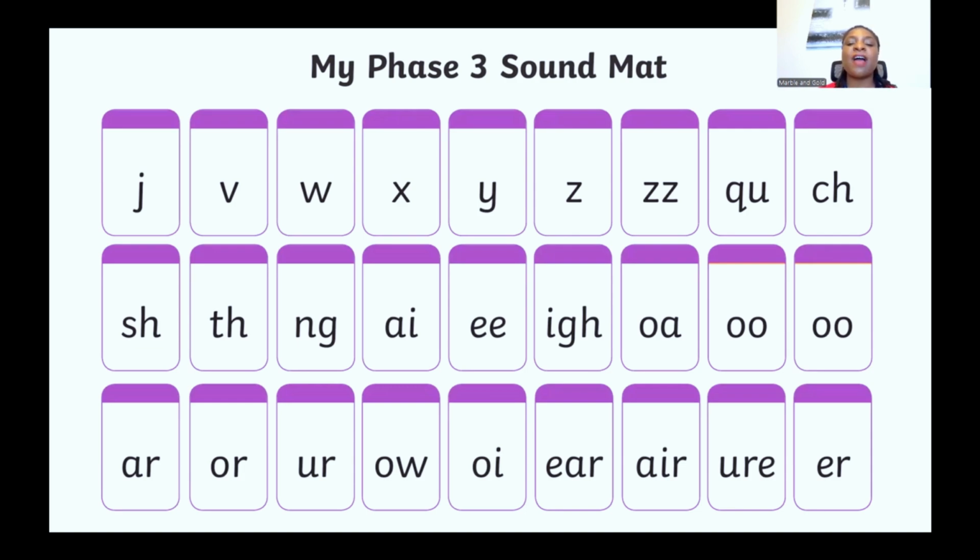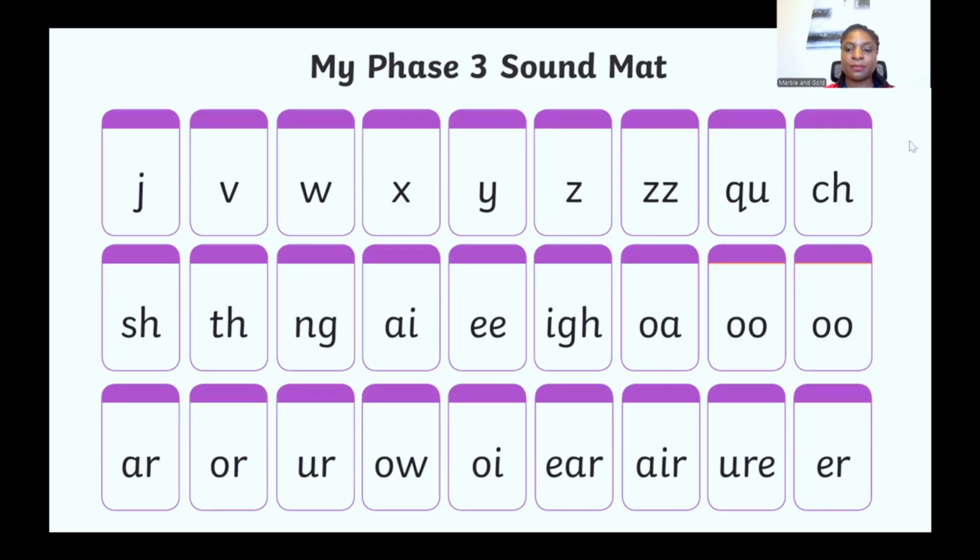Then you also have the trigraphs. So these are where three letters make one sound. You have the igh. When you put them together, they make one sound, i. Okay, so in phase 3, you introduce the digraphs and the trigraphs, and then it gets a little bit more complex.